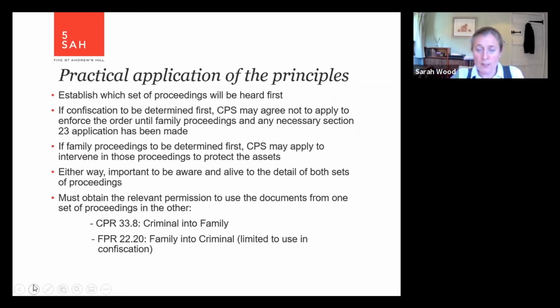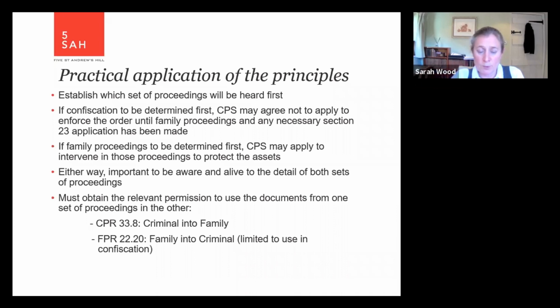The other thing, of course, to be alive to is that because they are two sets of proceedings, there are different rules that apply in relation to cross-disclosure between the proceedings. And if you want to use within the family proceedings documents that have been served within the confiscation proceedings, say, for example, the Section 16 statement, then you need either the permission of the Crown Court judge or the author of the report if that Section 16 statement has not been used in a public hearing.